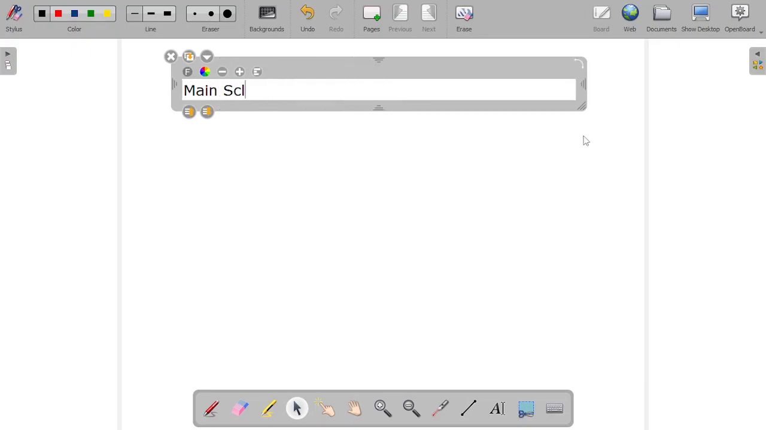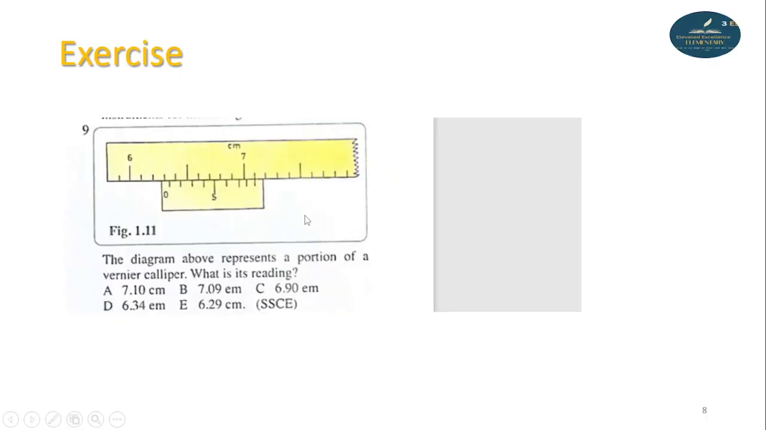Main scale reading is equal to what? 6.2 centimeters. So for the vernier scale, how do we do that? We have 0 here, 1, 2, 3, 4, 5, 6, 7, 8. So we are taking a point where the vernier scale coincides with the main scale, and it is here.